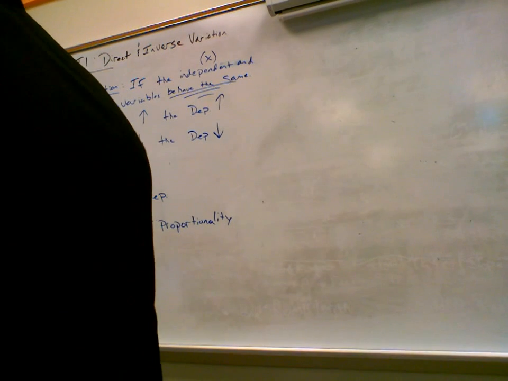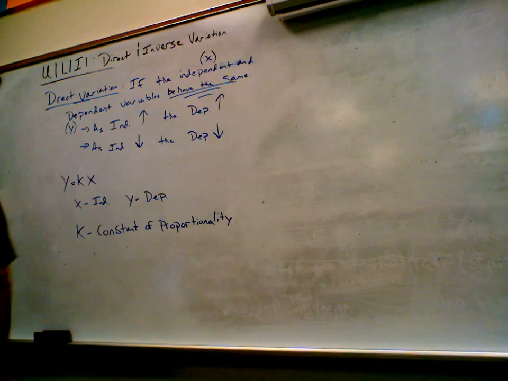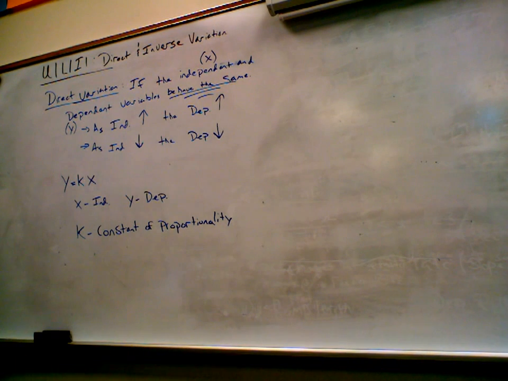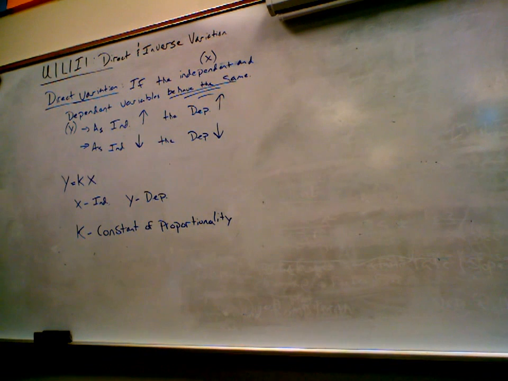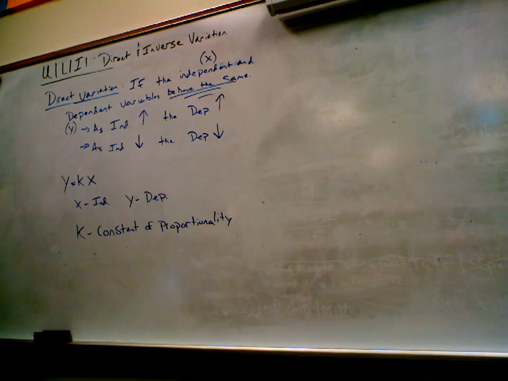So, in this equation, x is independent, y is the dependent, k is the constant of proportionality. Now, who here is good at algebra? Kevin? I want to get k by itself. How do I get k by itself?